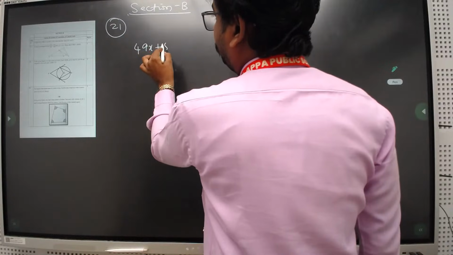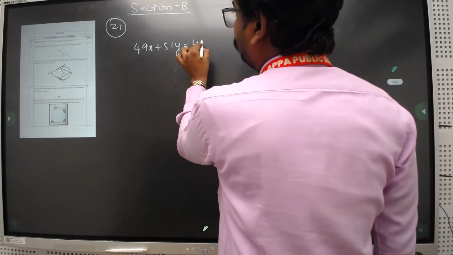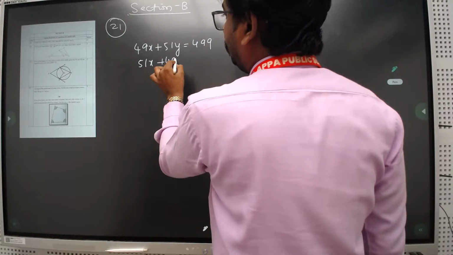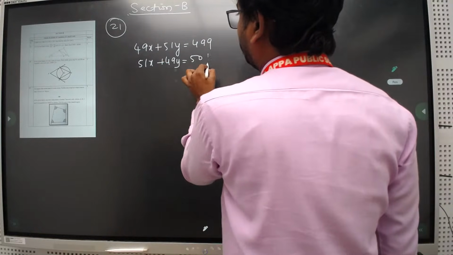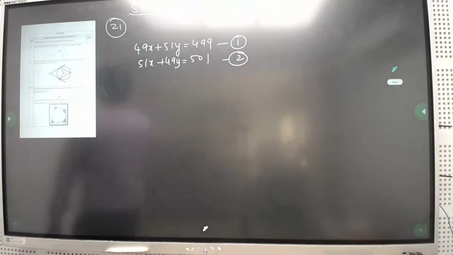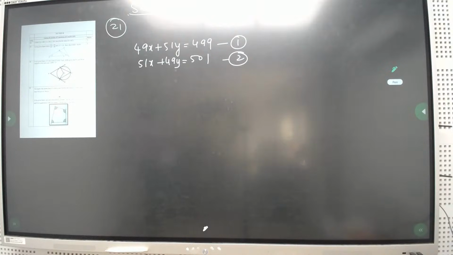49x plus 51y is equal to 499. 51x plus 49y is equal to 501. Equation 1, equation 2. Elimination method you can apply. But coefficients are not same. Multiplying the coefficients means they are very large.